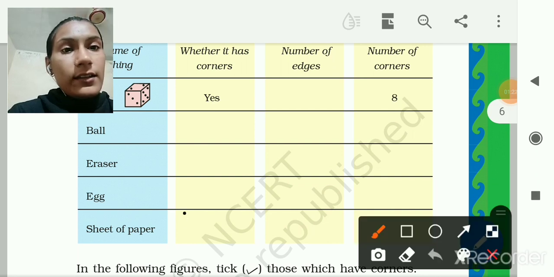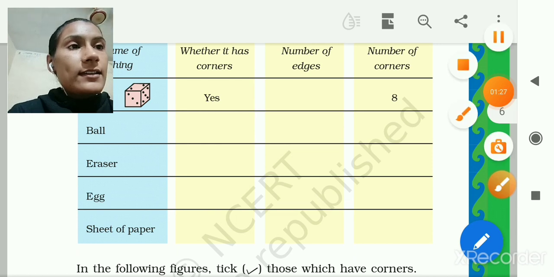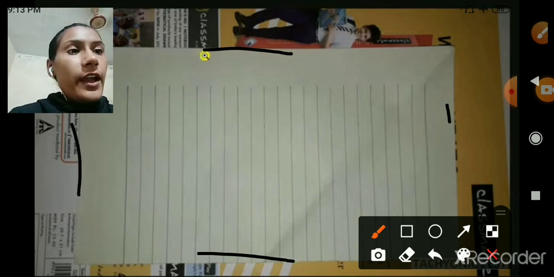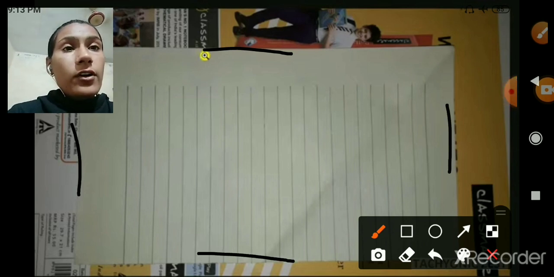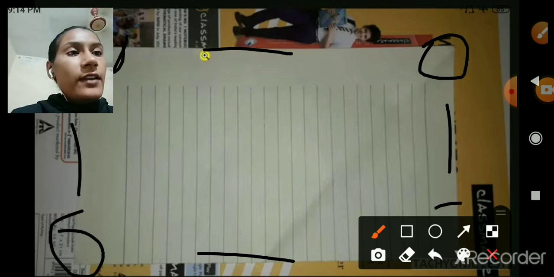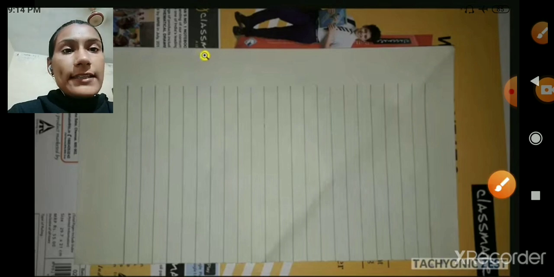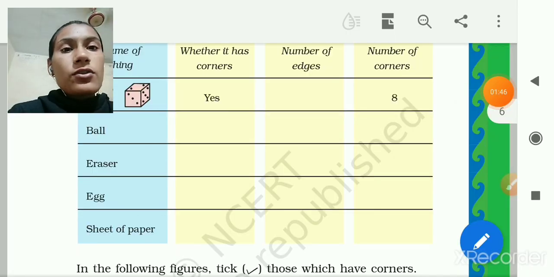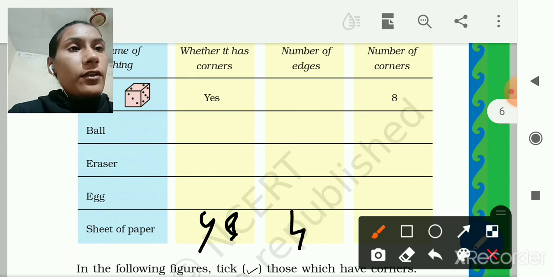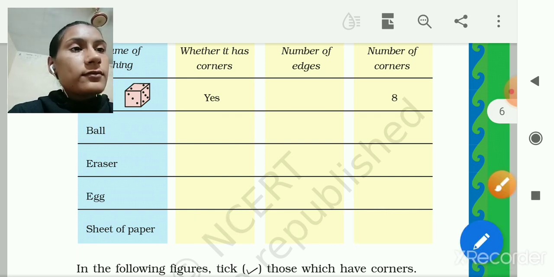The next, sheet of paper. Does it have corners? Yes, of course it has corners. The number of edges, let's see: 1, 2, 3 and 4. And the number of corners: 1, here 2, then 3 and 4. So 4 edges and 4 corners. So for the sheet of paper, it has corners, yes. Number of edges 4 and number of corners also 4.